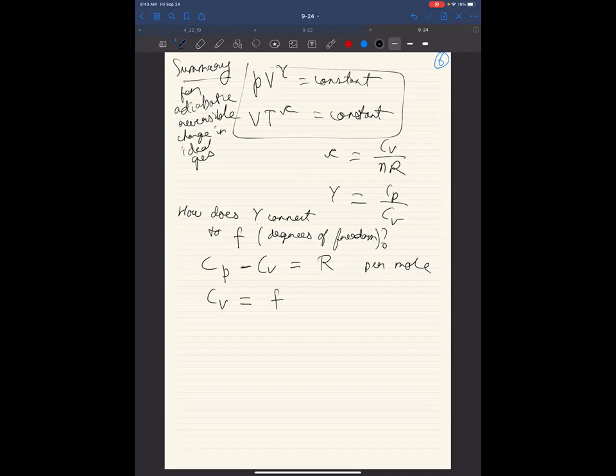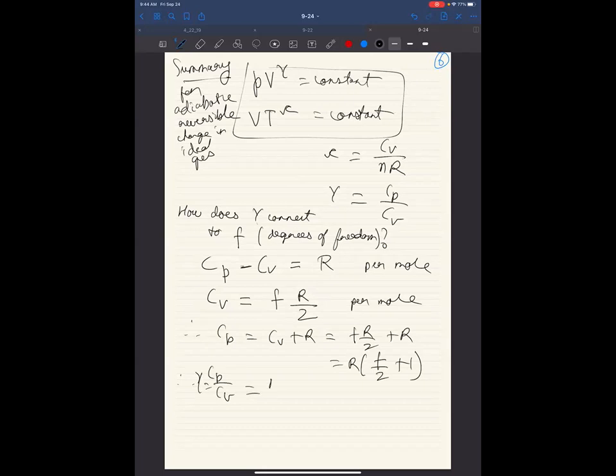Degrees of freedom multiplied by R multiplied by 2, right? So from this, we are ready to go. Therefore, Cp is equal to Cv plus R, which is F R by 2 plus R, which is R multiplied by (F by 2 plus 1). Therefore, gamma is equal to Cp by Cv, which is R multiplied by (F by 2 plus 1) divided by Cv, which is R F by 2, which is equal to (F plus 2) by F.